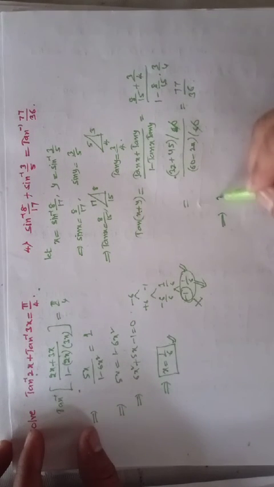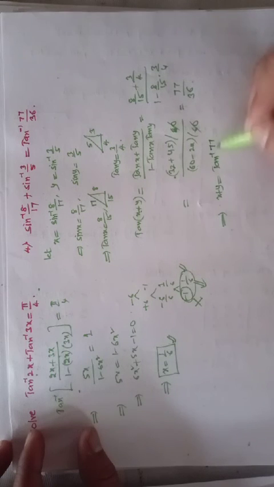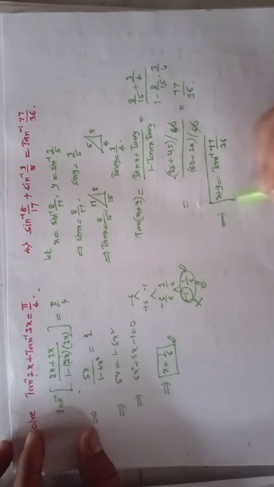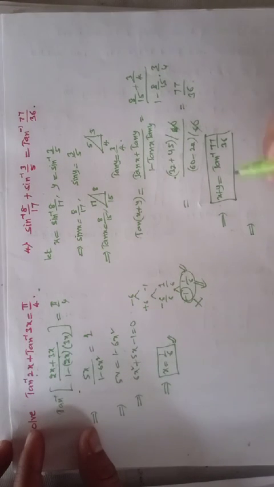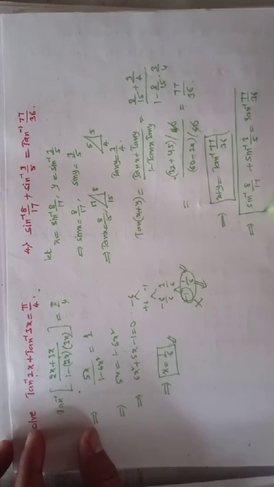This implies x plus y is equal to tan inverse of 77 by 36. Then what is your x and y? x is nothing but sine inverse of 8 by 17 plus sine inverse of 3 by 5, which is equal to tan inverse of 77 by 36. That is the answer.